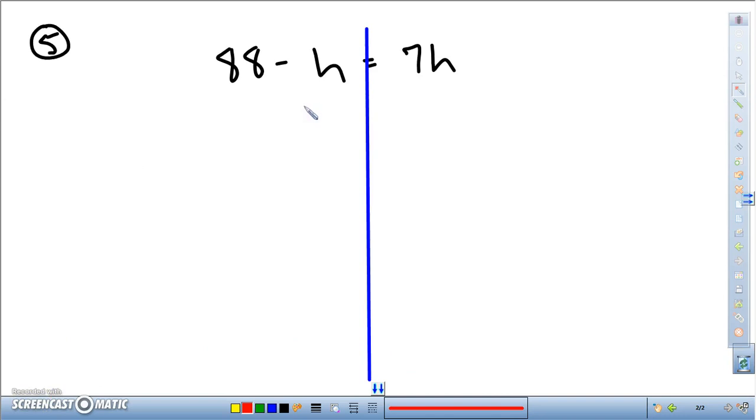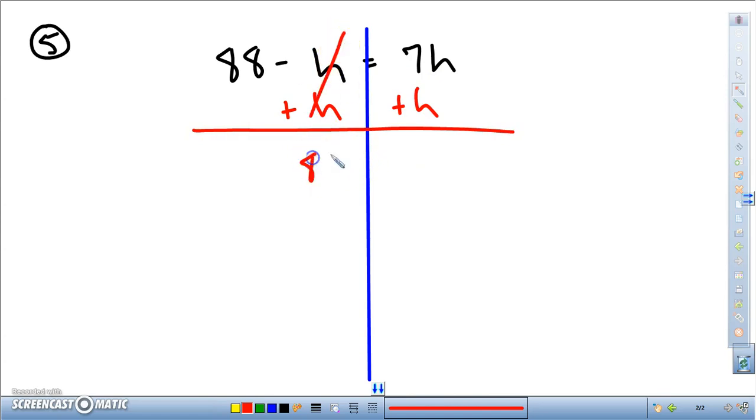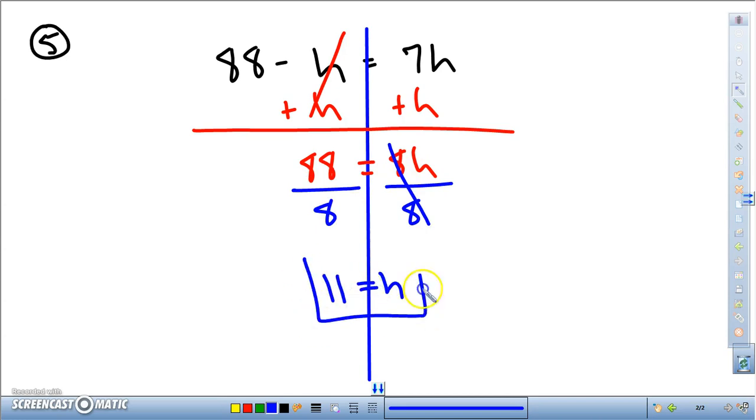Okay, number 5 is very similar to number 3 in that I've got the variable on both sides. I only have one term over here, so I'm going to leave that alone. Come to the left side and get rid of the variable over here by adding h to both sides. Okay, so that's going to cancel, leaves me with 88 on the left. 7 plus 1h is 8h. And then to undo my multiplication, I want to divide by the coefficient. That's going to cancel and leave me with h is equal to 11.